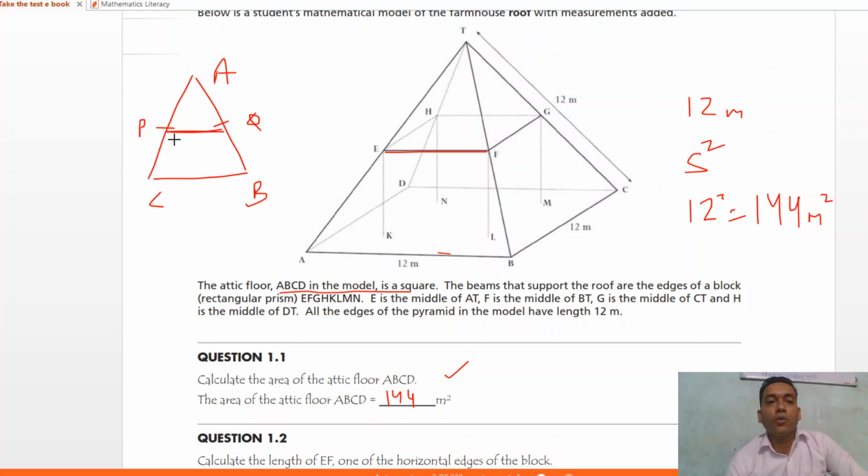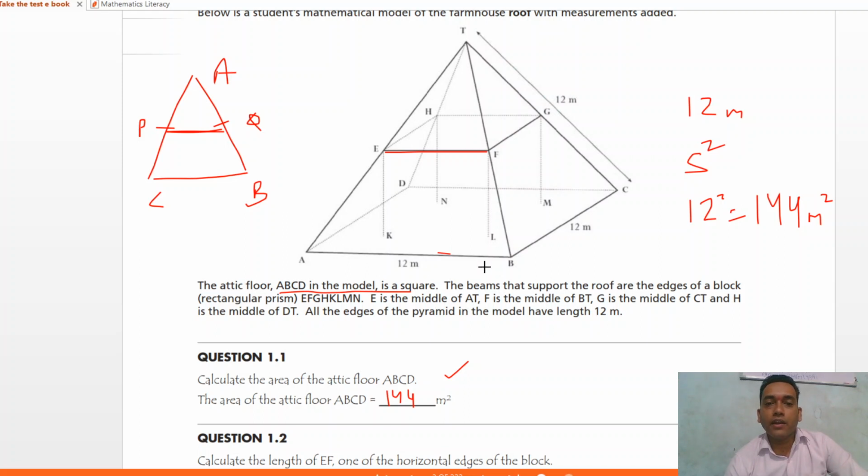So P is the midpoint of AC, Q is the midpoint of AB. We have joined PQ and obtained a line segment. This line segment is parallel to CB according to the theorem, and its length is always half of CB. So if CB is 10, then PQ will be 5. This theorem is called the midpoint theorem. If you have studied it, it is okay. If you haven't, I have explained it to you.